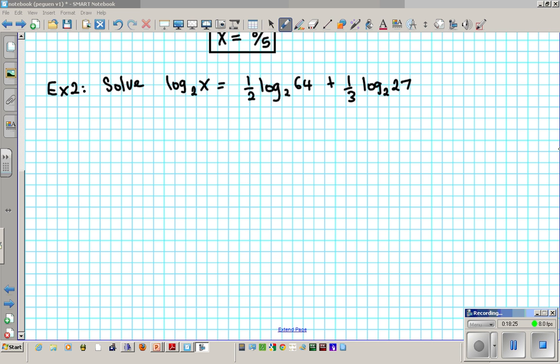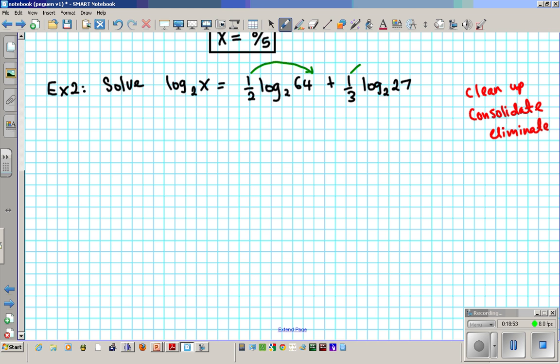Okay? So this is what I'm going to do: clean up, consolidate, and then eliminate. Alright, so how are we going to clean up those logs? Well, we're going to use the last rule I told you, which is that the coefficient of a log is the same thing as the power of the number. So everybody put this arrow here. This coefficient is going to become a power of the number. And this coefficient here is going to become a power of this number.